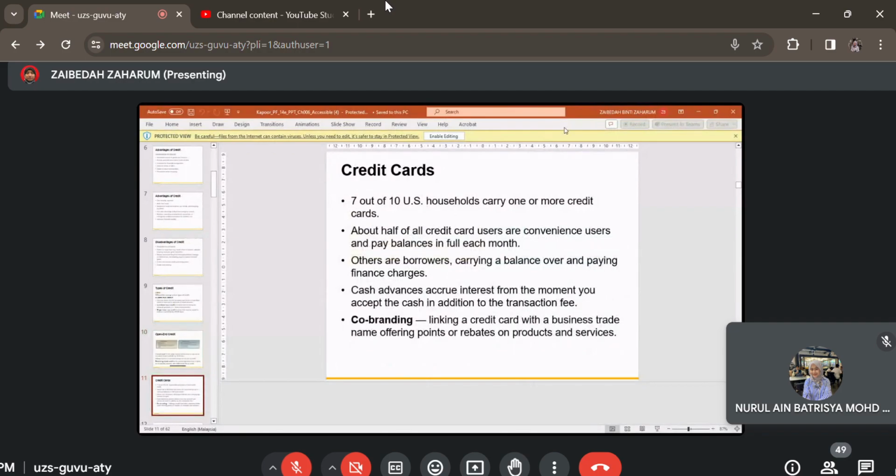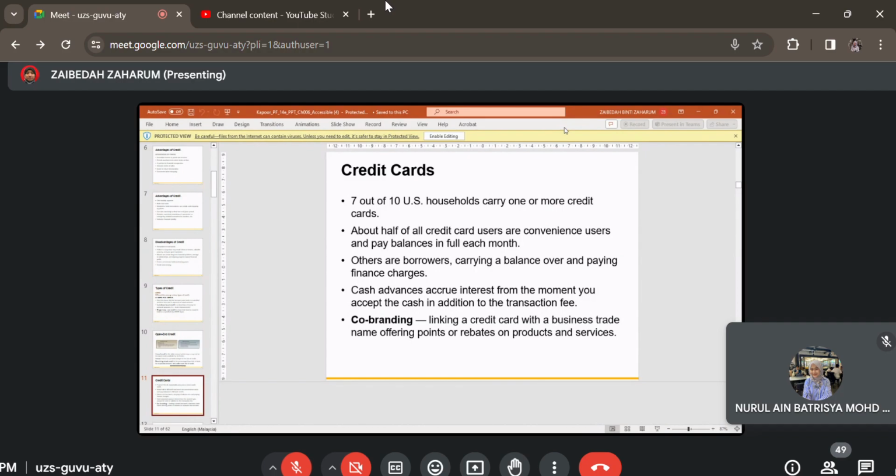Salah satunya ialah credit card. So 7 out of 10 US household carry one or more credit card. Buku ni dia banyak example US. Jadinya banyaklah term-term tadi ataupun akta-akta yang di US saja yang menggunakan. Akta kita lain, nanti kita akan go through. So one of the open end credit tadi adalah credit card.